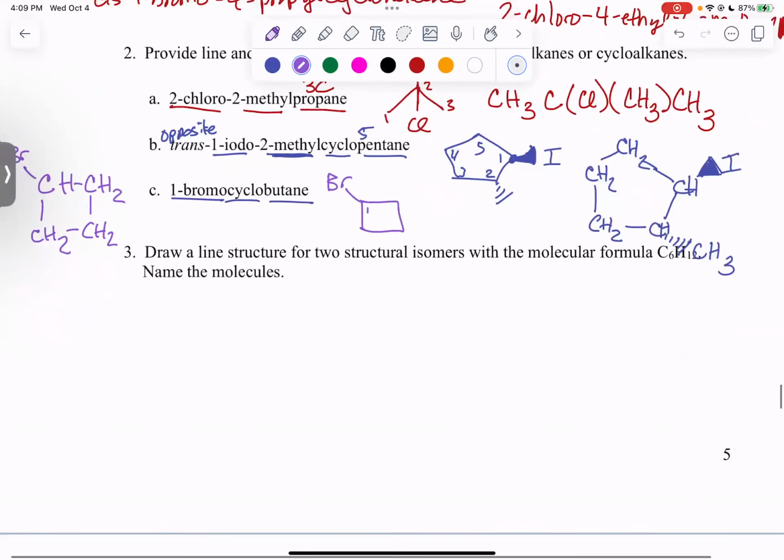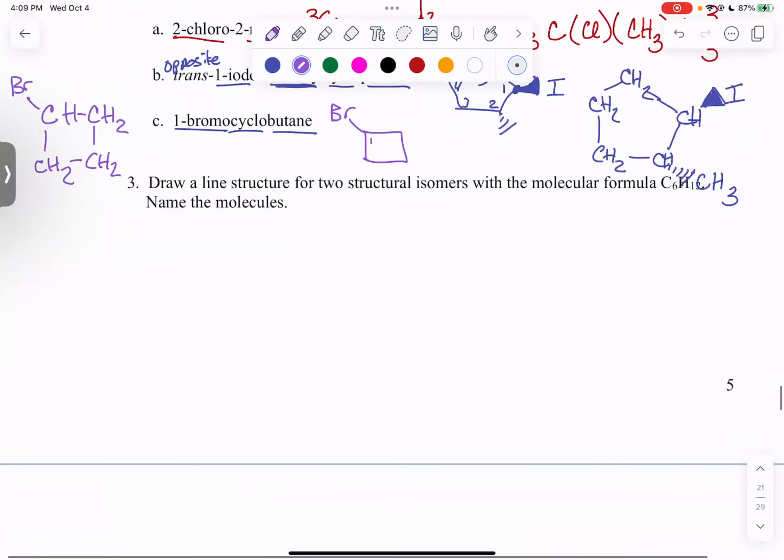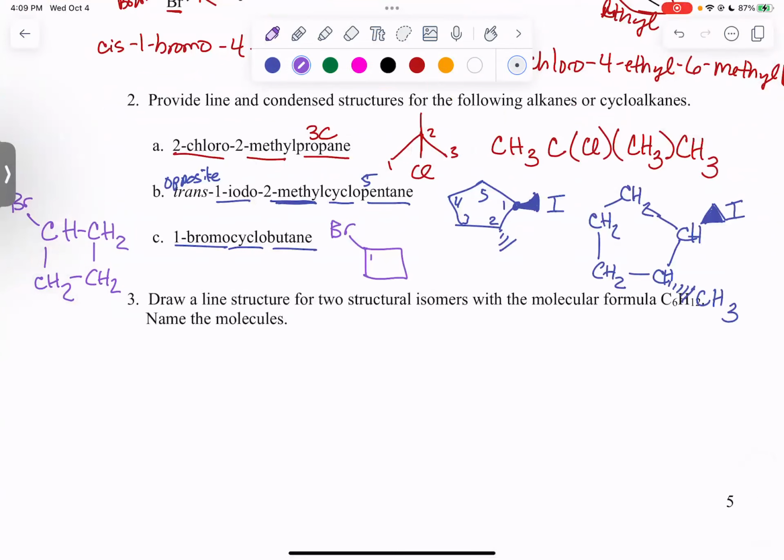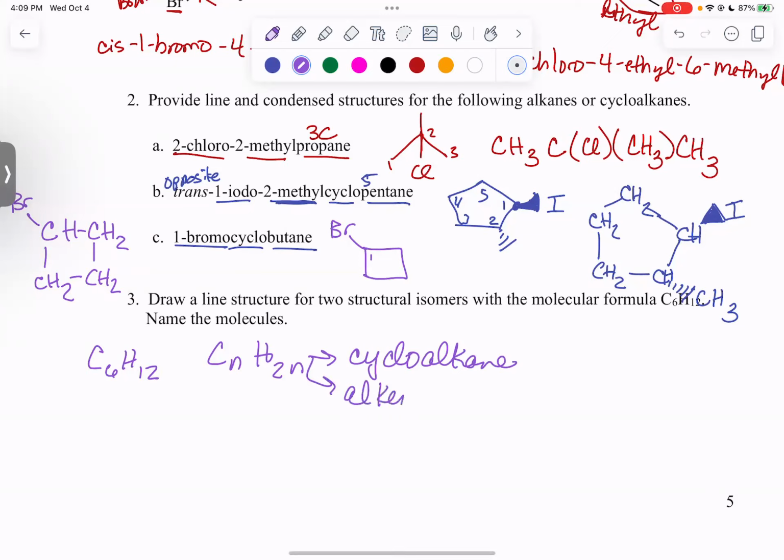All right, last one. I think last one. Yes. Draw the line structure for 2 structural isomers with the molecular formula C6H12. Now, then we also have to name the molecule. So if it's C6H12, that fits the formula CnH2n. So that could be one of 2 things. That could be telling you that you have a cyclo alkane, or that could be an alkene.